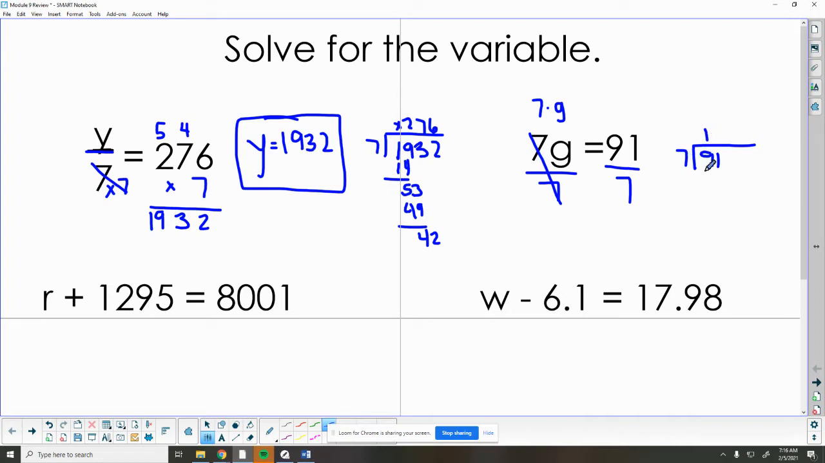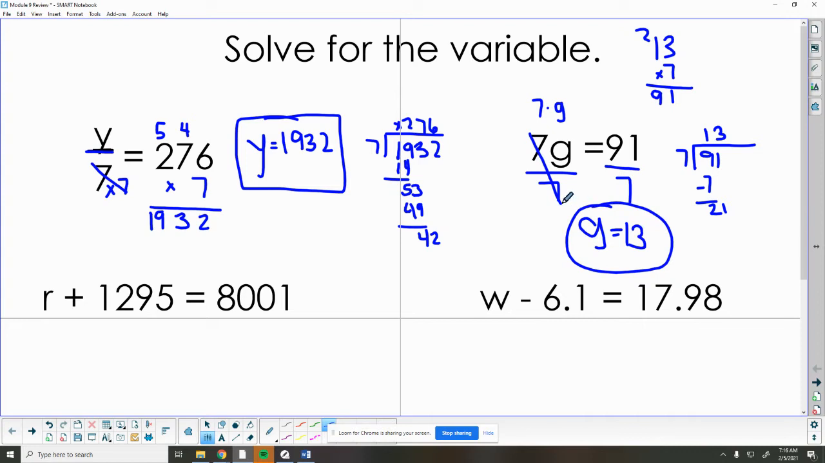So here we have 1 time, and there's 21 and 3. So I am saying that g equals 13. I'm going to plug it back in and do 7 times 13 to double check myself. 7 times 3, 21, 7, 8, 9. So g equals 13 is the correct solution there.